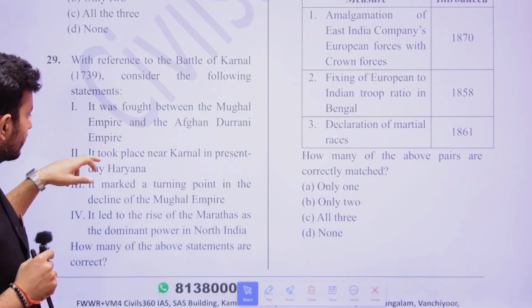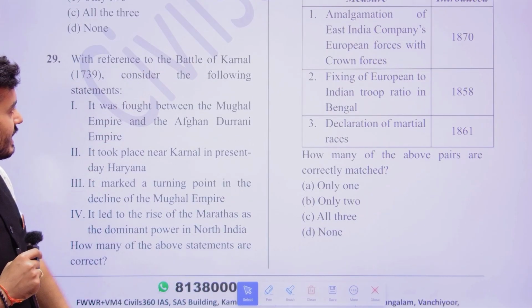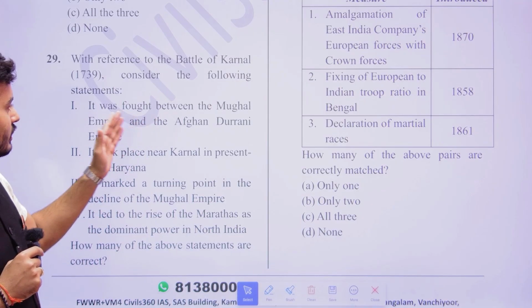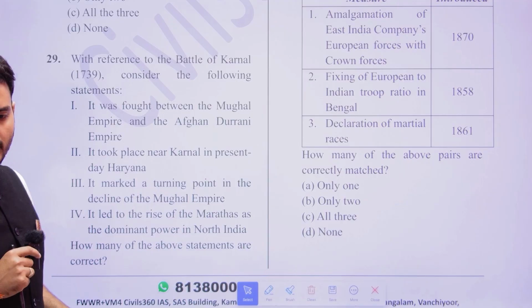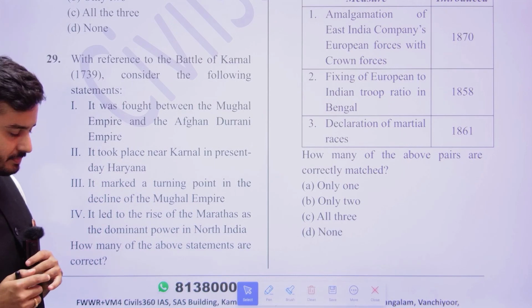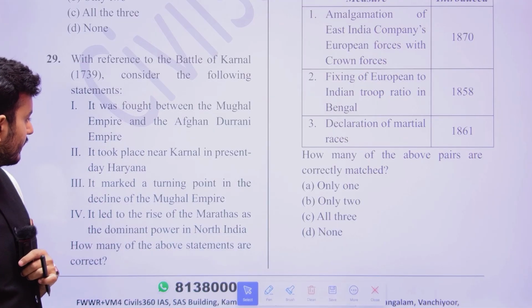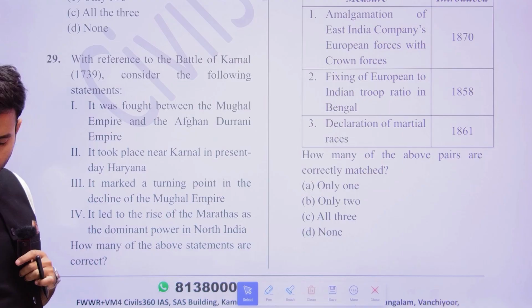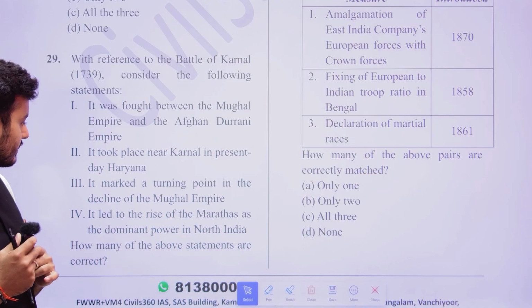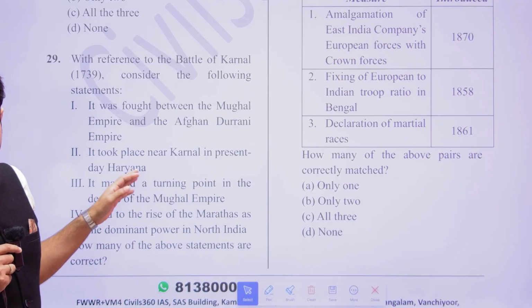Here also, with reference to the Battle of Karnal, consider the following statements. It was fought between the Mughal Empire and the Afghan Durrani Empire. It took place near Karnal in present-day Haryana. It marked a turning point in the decline of the Mughal Empire, and it led to the rise of the Marathas as the dominant power in North India.